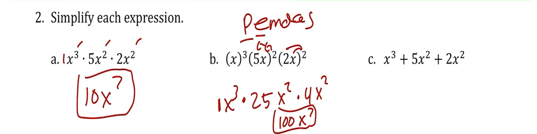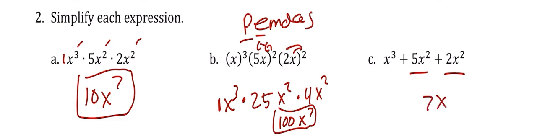Okay, part C. Part C, they're trying to be a little bit tricky. So we have addition instead of multiplication. And the thing to know is that if we have a term like x to the 3rd and another term like x squared, we can only add those together if the exponent is the same. And so here, the only terms that have the same exponent are this one and this one. They both have an x squared. So those we can add together.